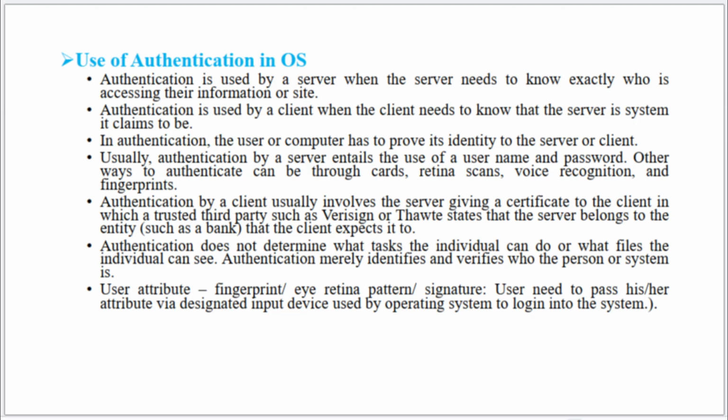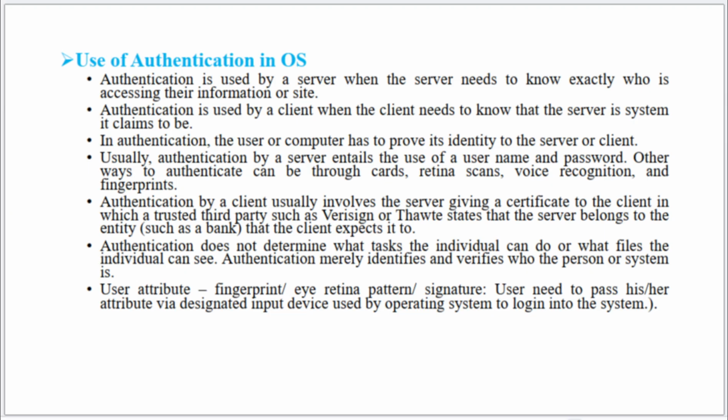Authentication by a client usually involves the server giving a certificate to the client in which a trusted third party such as VeriSign or Thawte attests that the server belongs to the entity, such as a bank, that the client expects it to. Authentication does not determine what tasks the individual can do or what files the individual can see. Authentication merely identifies and verifies who the person or system is.